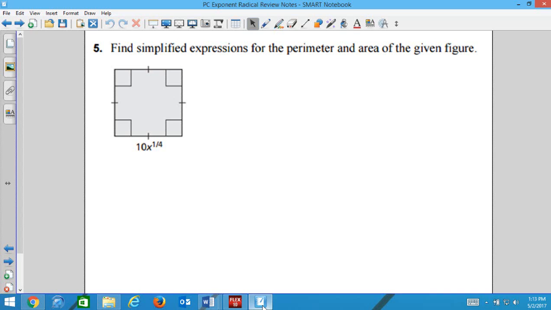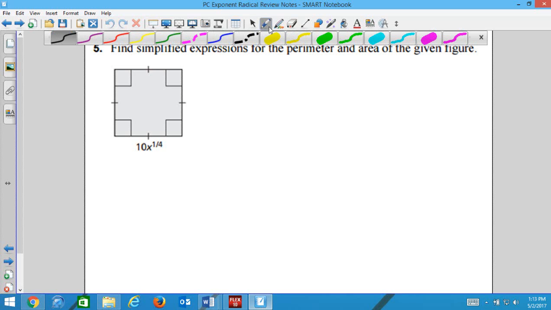All right, so we are going to find the perimeter and the area of this figure. Do you remember how to find perimeter? How do we do perimeter? Base times height is the area. So we're going to add up all four sides.